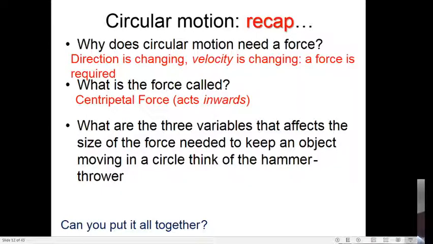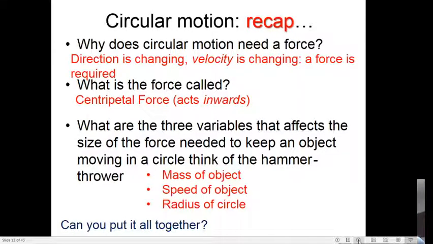And the three variables that affect the size of the force needed to keep an object moving in a circle are the following: the mass of the object, the speed at which the object is travelling, and the radius of the circle, or the radius of its orbit. Okay, so we need to know that, and we need to bring that with us from earlier work in Year 10. So you need to know that.